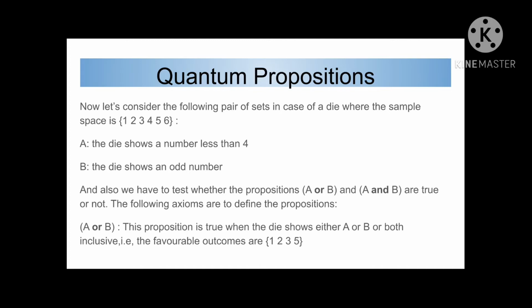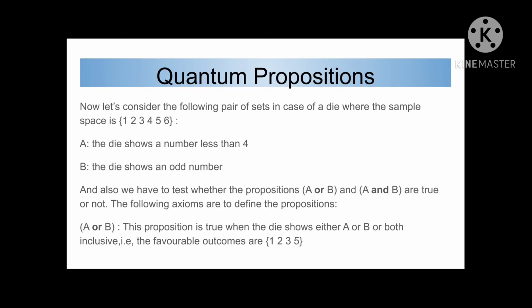A is a set that shows the proposition that the die shows a number less than 4. That means the favorable outcomes can be 1, 2 or 3. And B is a set that shows the proposition that the die shows an odd number. The favorable outcomes will be 1, 3 or 5. And the number of favorable outcomes is 3. Now consider the propositions which are made up of the sets A and B, and we'll test whether they're true or not using the dice.